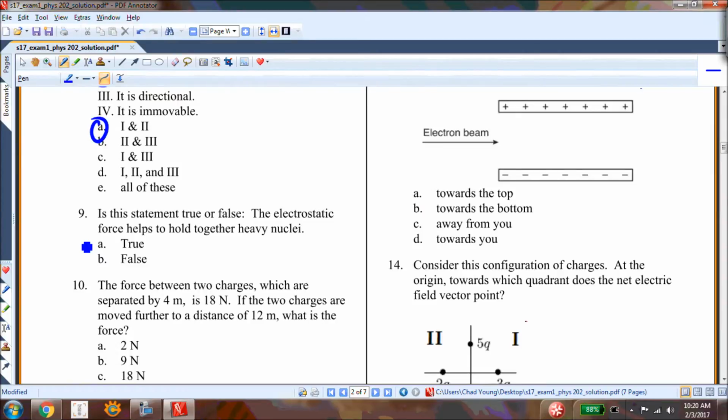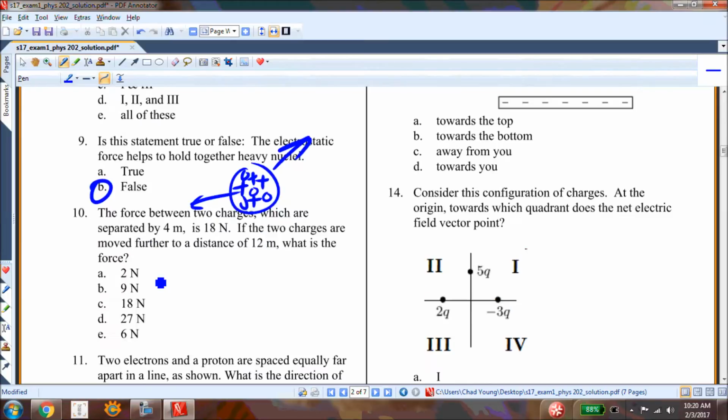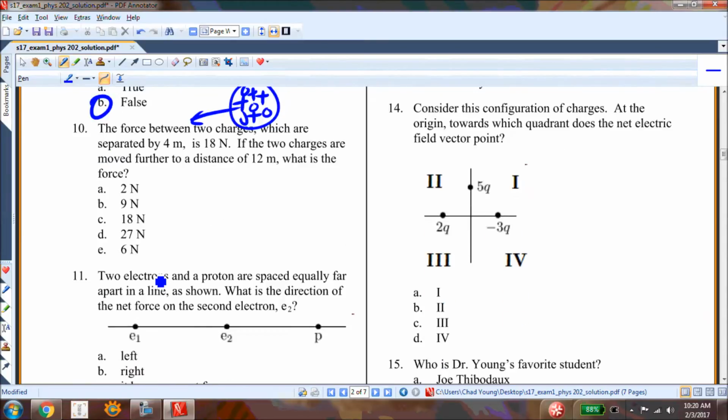Is this statement false? True or false? The electrostatic force helps to hold together heavy nuclei. That's false. It's so incredibly wrong, because if you get a nucleus with some protons and neutrons, you have immense electrostatic forces that are pushing these things apart. Immense forces. And it's actually the strong nuclear force that holds them together. We talked about that a little bit last year.